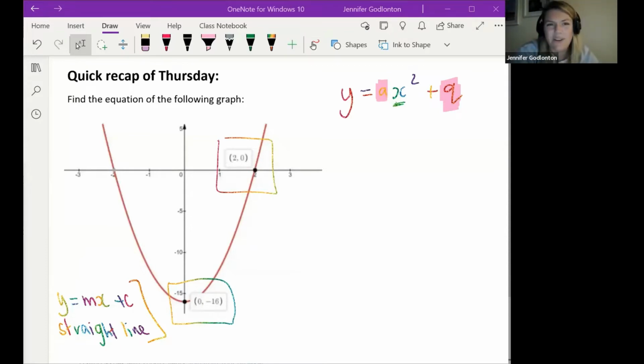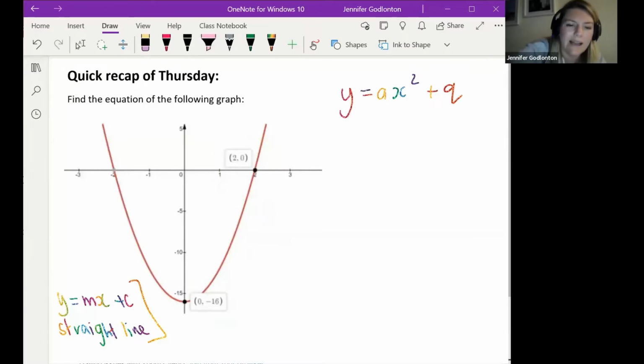If you're new and you haven't covered this yet and you're feeling confused, don't panic. We'll be working on different things as we move through today. This is just recapping from Thursday. So first things first, I know my equation for a parabola is ax squared plus q, which means I need to find a and I need to find q.